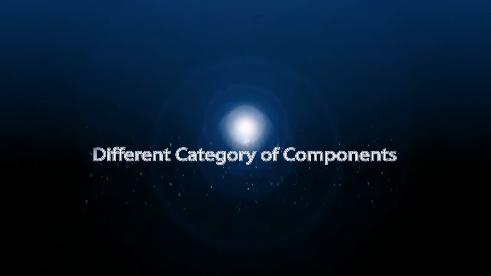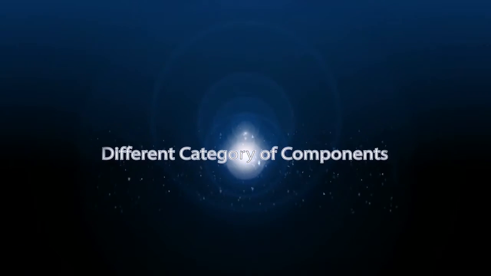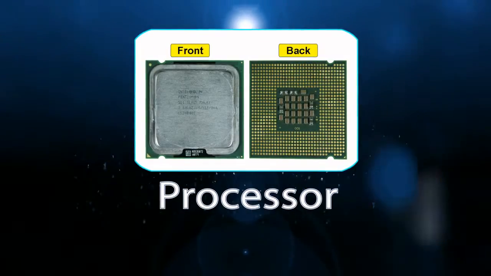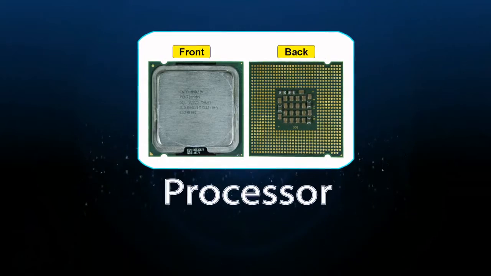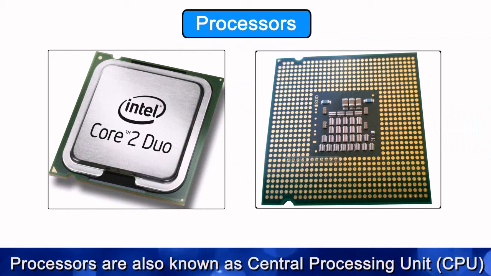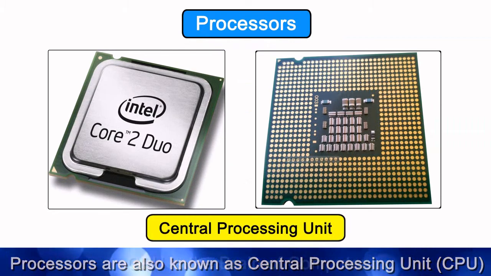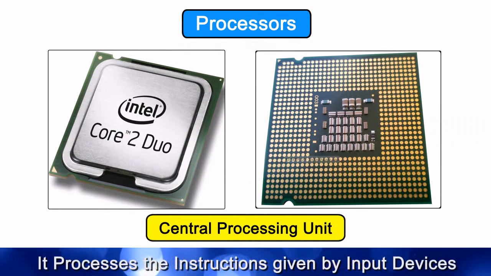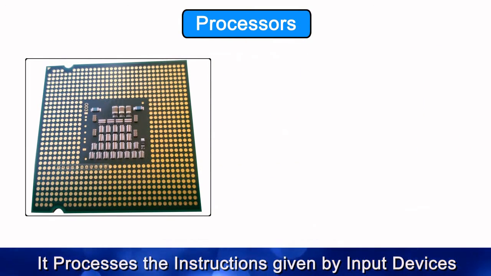Different category of components. Processors. Processors are also known as Central Processing Unit, CPUs. CPU is the brain of computer. It processes the instructions given by input devices.